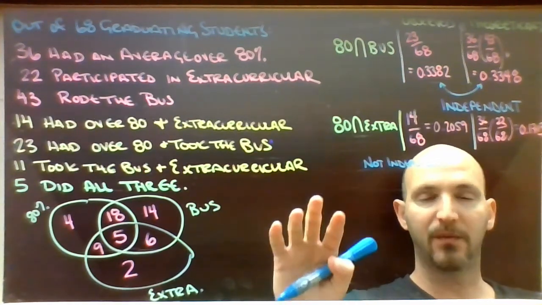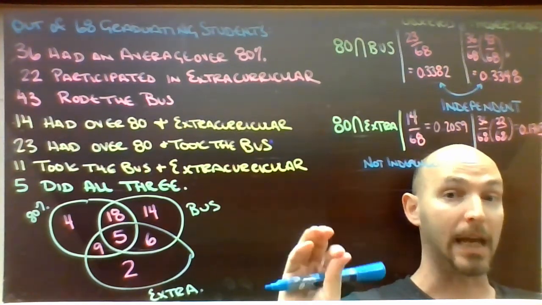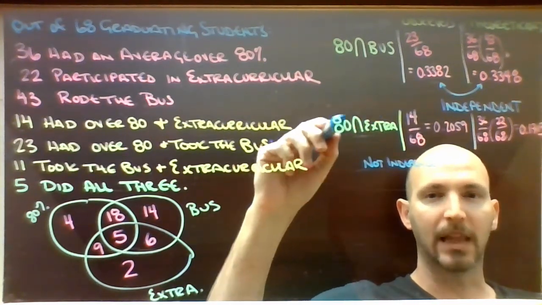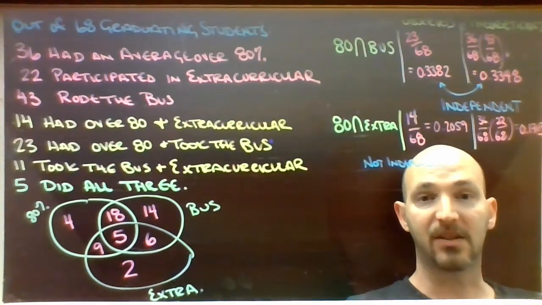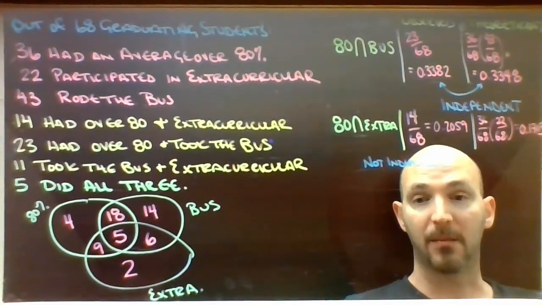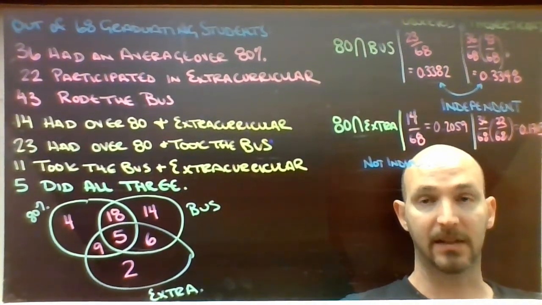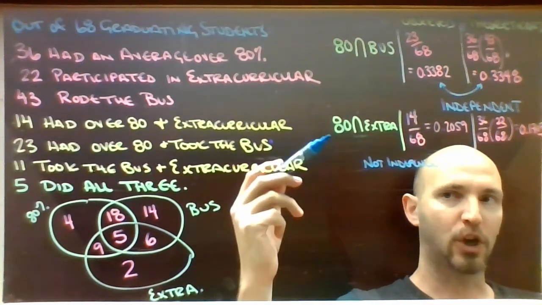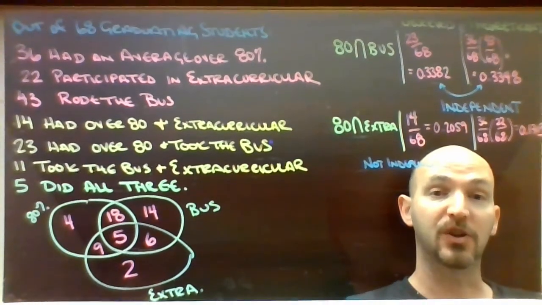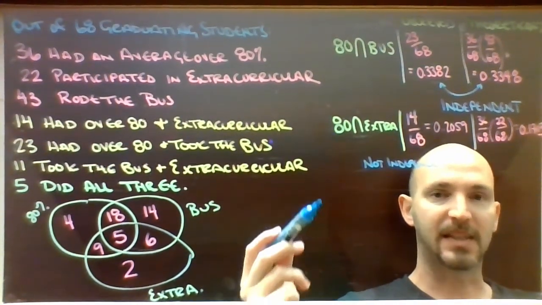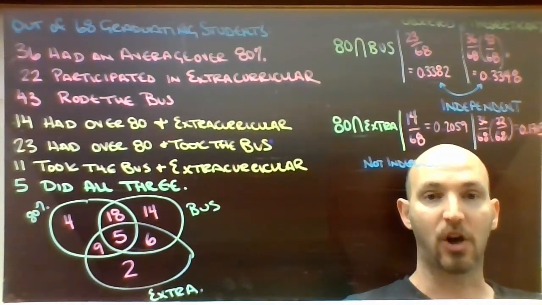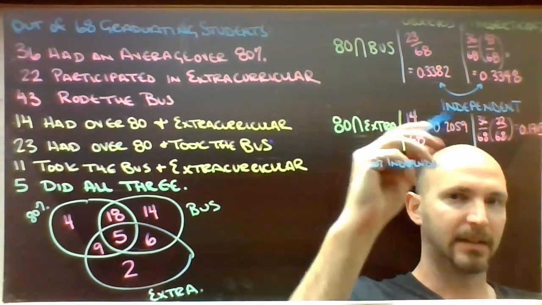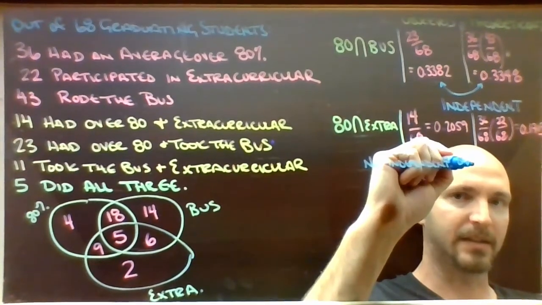I don't have enough information to nail down why, but I do have some evidence to suggest that there is a relationship between these two things, getting an 80 and participating in extracurricular activities. So if I were studying this for real, then I would be encouraged to go and do more research in that particular direction to see what it is exactly causing that relationship. So just to finish, they're not independent. In fact, it's overrepresented.